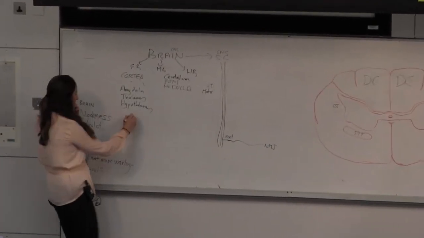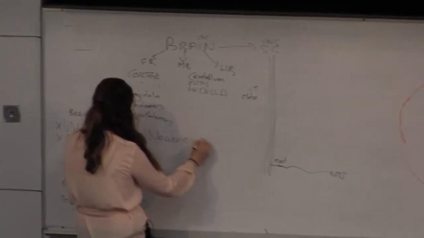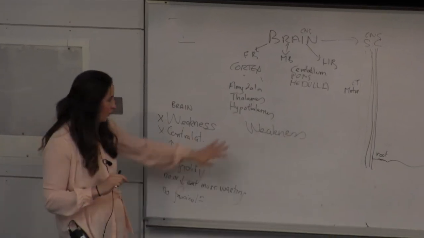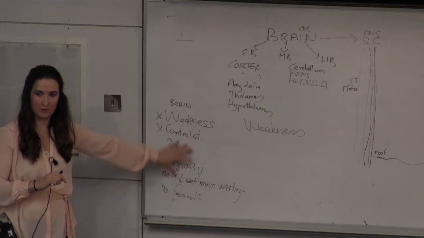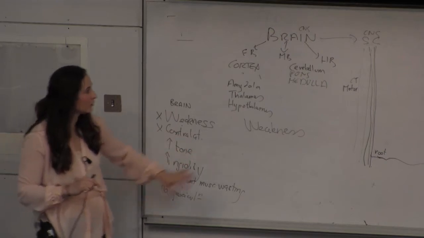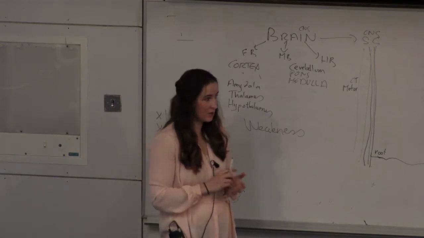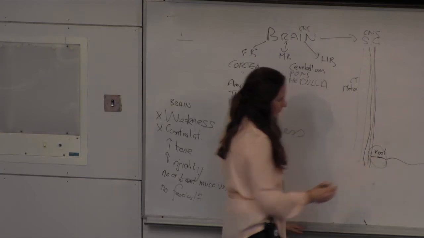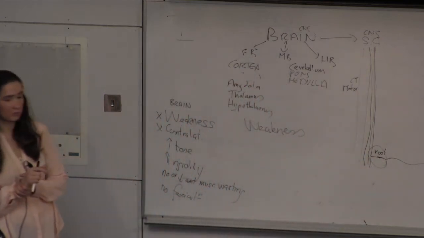Whereas if you see weakness in the context of other problems in the brain, you're not going to get these patterns with them. Okay? So let's say we have someone who gets a lesion around here. What structures could be affecting them there?